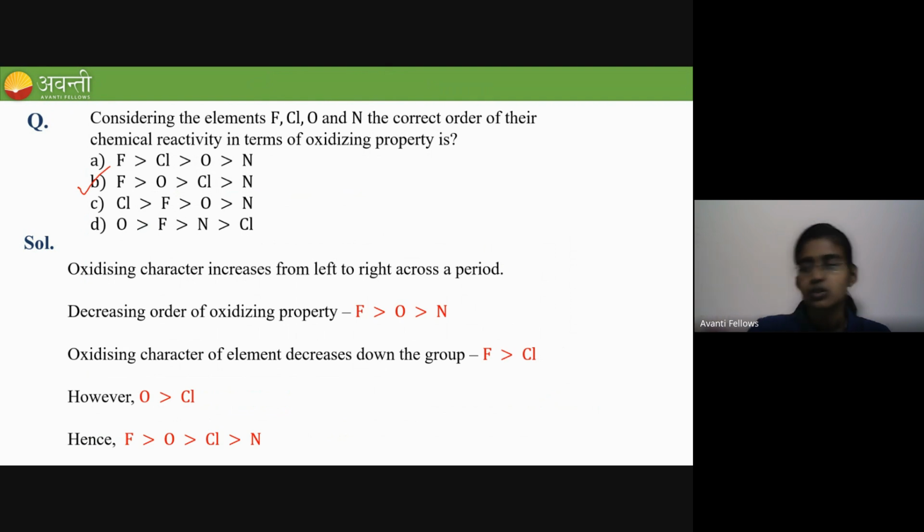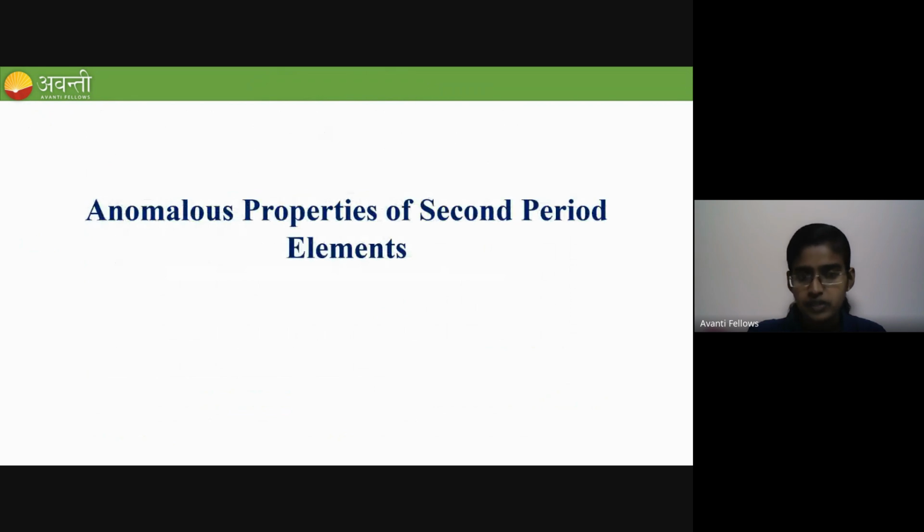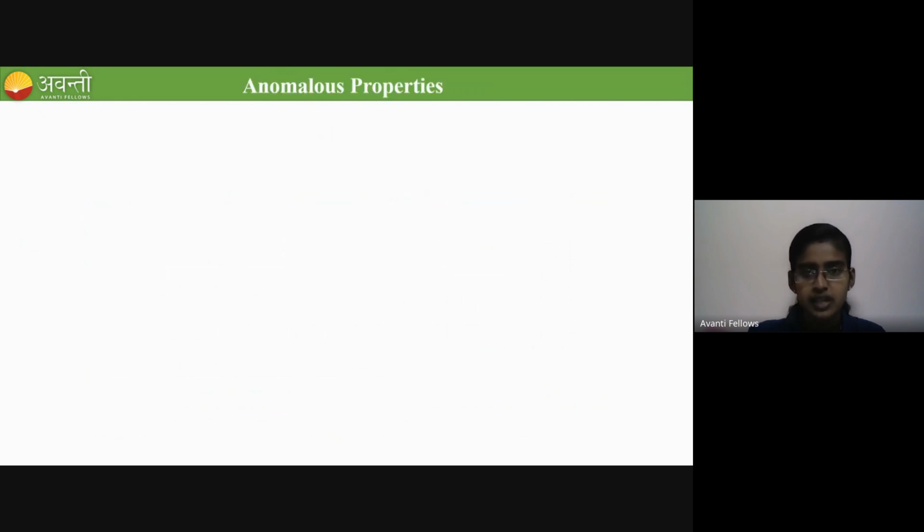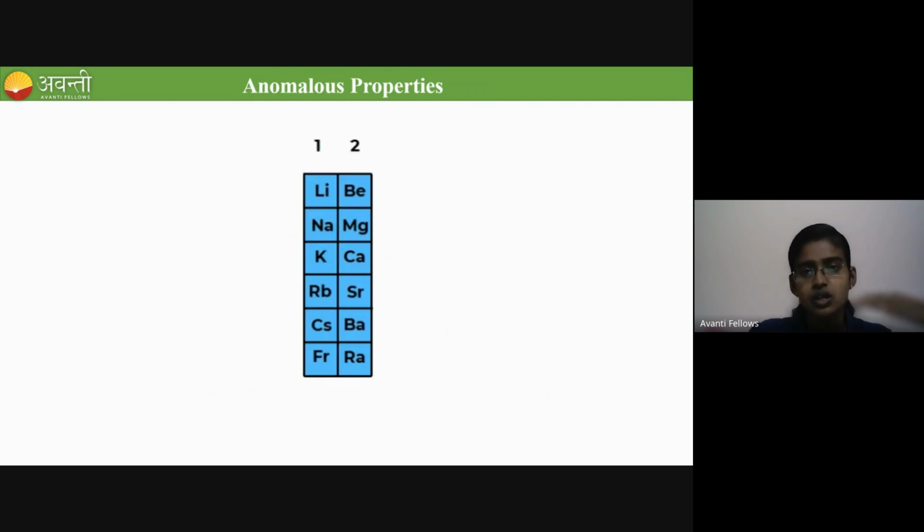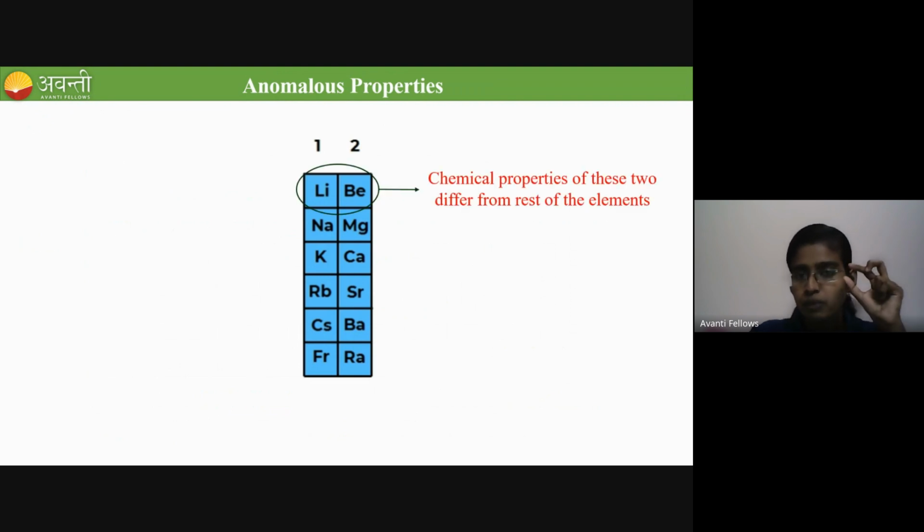Okay, so let me go to the last topic of this lesson, that is anomalous properties of second period elements, the unique nature or the different behavior of the second period elements. So I have taken group 1 and group 2. Here lithium and beryllium belong to the second period, right? So the chemical properties of these two elements differ from the rest of the elements in their group. Okay, this is the second period element, so it is going to behave differently compared to its group members.